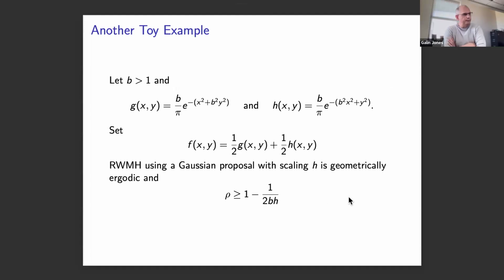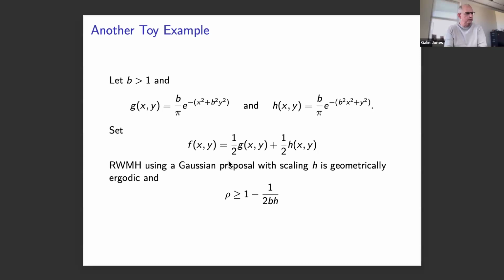So here's another toy example. This was originally considered by Jarner and Hansen in their paper on establishing geometric ergodicity of random walk Metropolis-Hastings algorithms in 2001, I think. G here is going to be a bivariate normal, and H is a bivariate normal. B is just a known part of the normalizing constant here. But what we want to do is set the target to be just a uniform mixture of these two distributions. So it's not bimodal, but you do get really kind of funky contours on the resulting distribution.